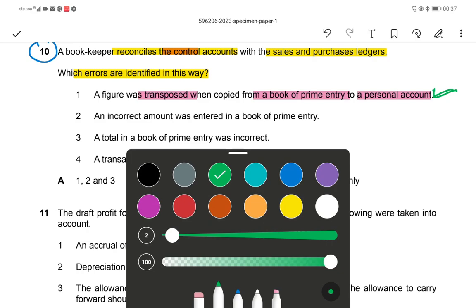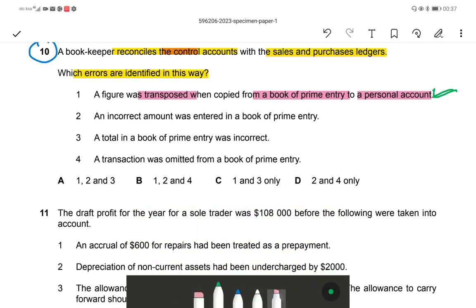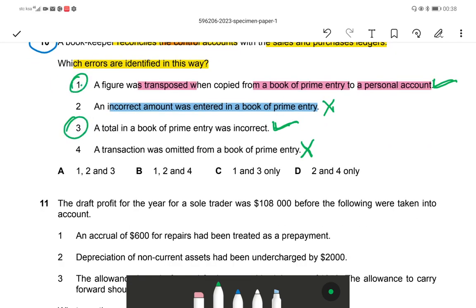The second one: an incorrect amount was entered in books of prime entry. If the books of prime entry have an incorrect entry, the control account will continue with the same, so this will not be identified. Next, a total in a book of prime entry was incorrect. The entries were recorded, but the totaling was wrong, so it will affect. Next, the transaction was omitted from the book. Omitted from the book means no difference. So 1 and 3, which means C. The correct answer is option C.